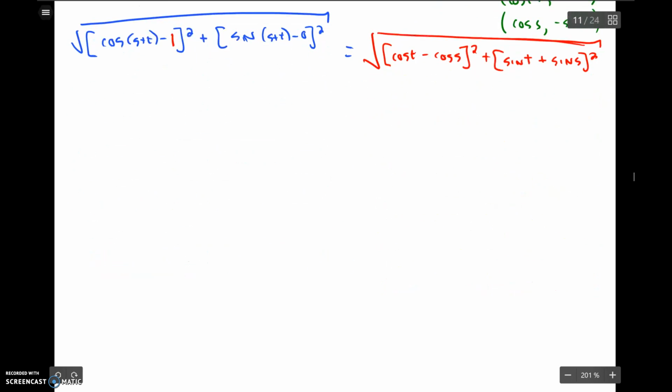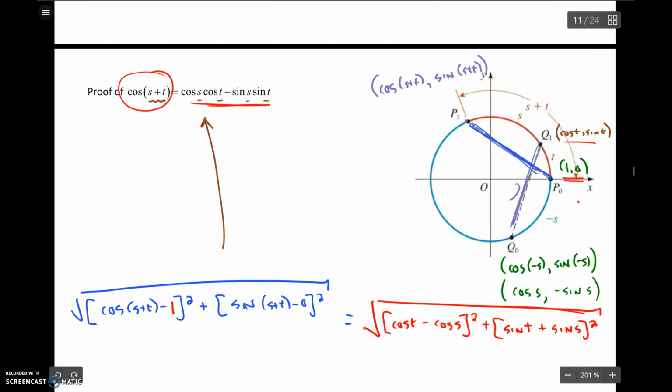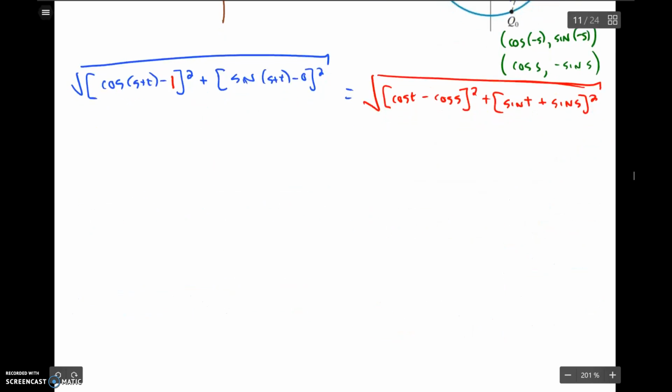All right, so this is all we need. Now we're just going to work this, simplify it, and it should clean up into this nice, beautiful identity. Square both sides. Gets rid of the radicals. And we don't have to worry about extraneous solutions because these are both positive. Square this: cosine squared of s plus t, minus 2 cosine of s plus t, plus 1.